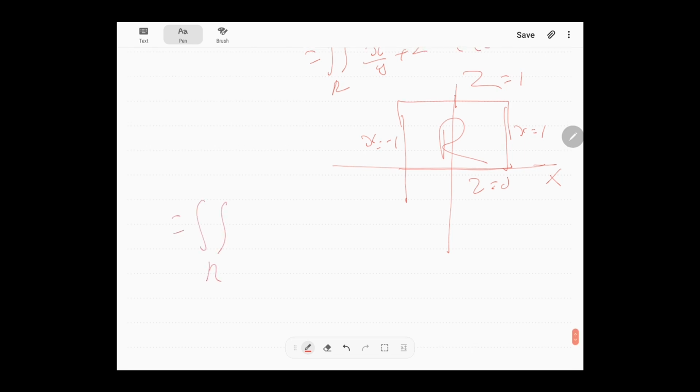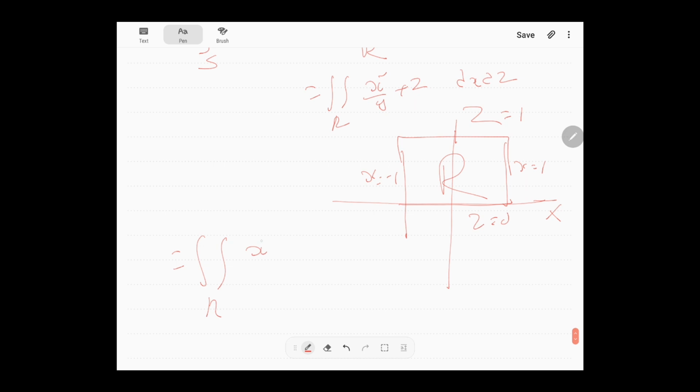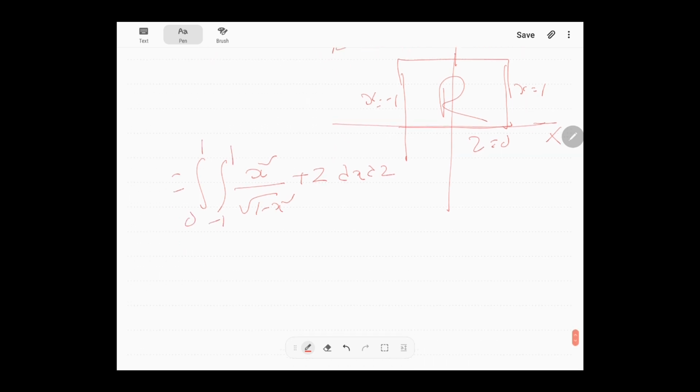So the double integral over this region R, x square by y is root over 1 minus x square, plus z, dx dz. Limits are minus 1 to 1 and 0 to 1. 0 to 1 are the limits for z. X limits are minus 1 to 1. So first I will integrate with respect to x.